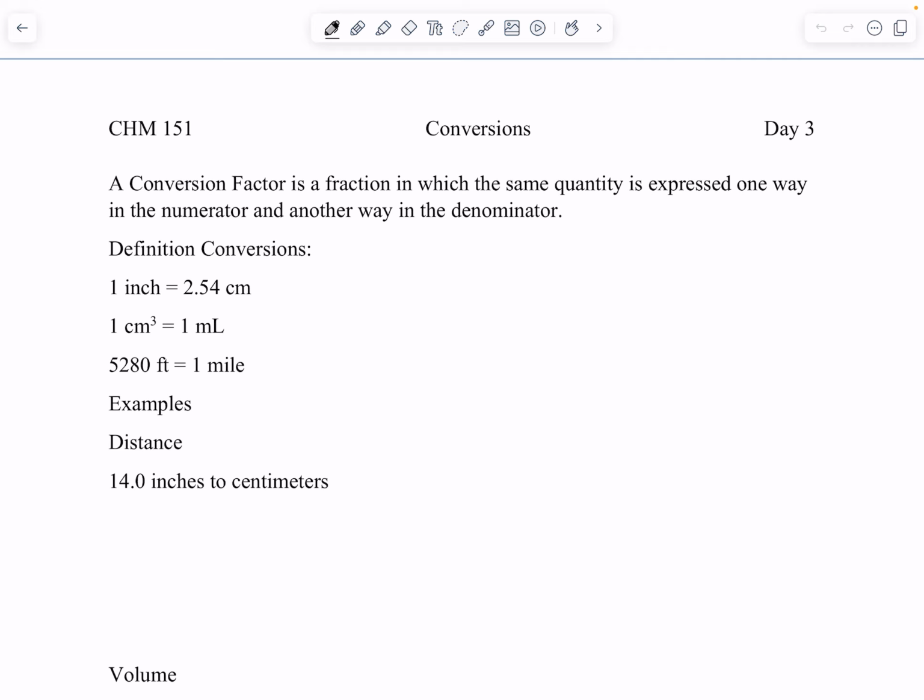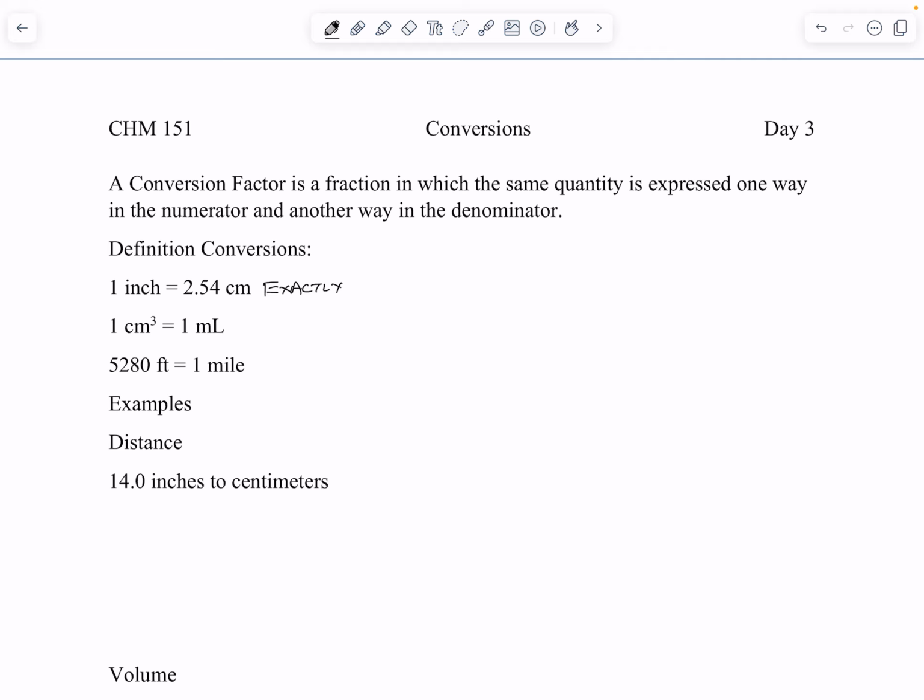And so, conversions: 1 inch is 2.54 centimeters exactly. 1 cubic centimeter is a milliliter. 5,280 feet is a mile. So let's do some examples.